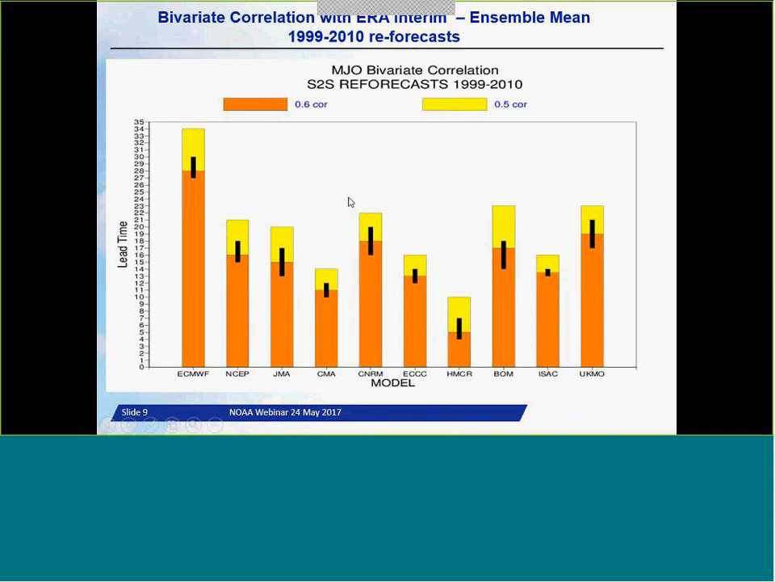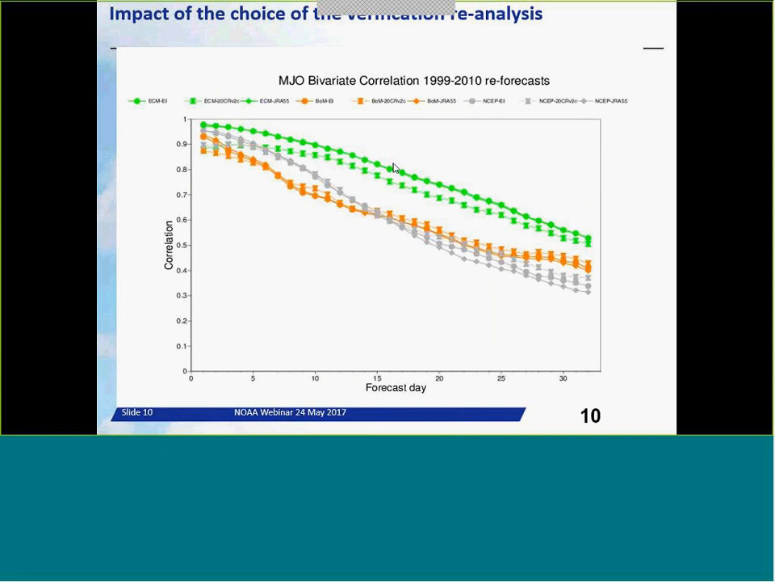Of course, this shows the bivariate correlation between the ensemble mean and ERA-Interim. Those results may depend on the verification chosen, and may favor ECMWF, for instance, whose reforecasts are initialized from ERA-Interim. I forgot to mention that the reforecasts here cover the common period 1999-2010 for all the models, to have a fair comparison. The next slide shows the sensitivity of the MJO skill scores to the choice of the reanalysis. Here we have also verified three of the S2S models, ECMWF, Bureau of Meteorology, and CFS2, against three different reanalysis datasets: ERA-Interim, 20th Century Reanalysis version 2, and the Japanese JRA-55.